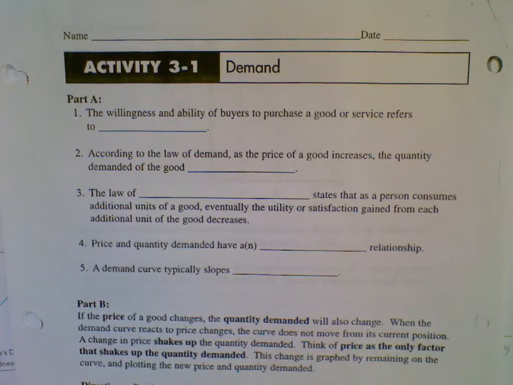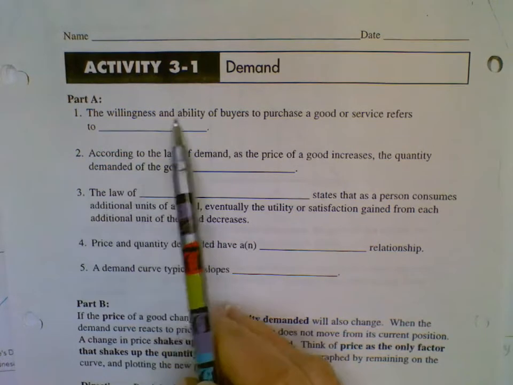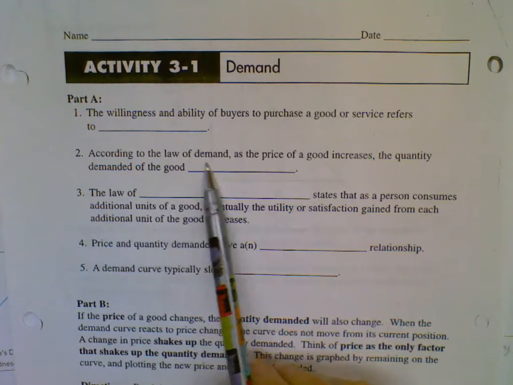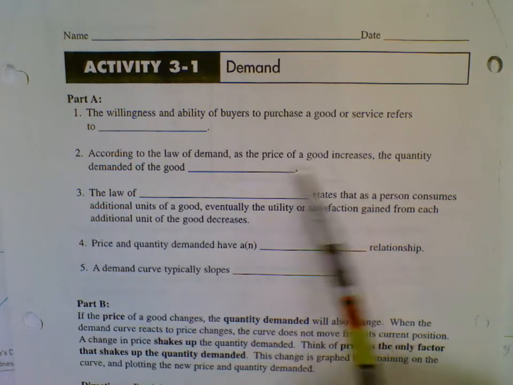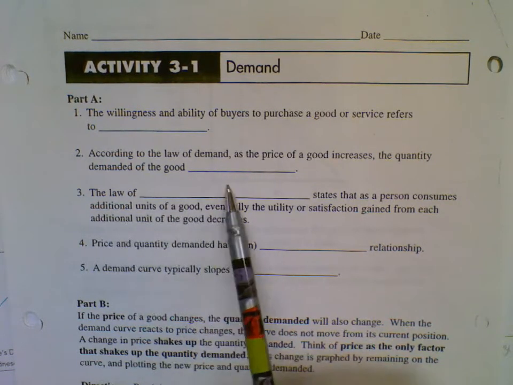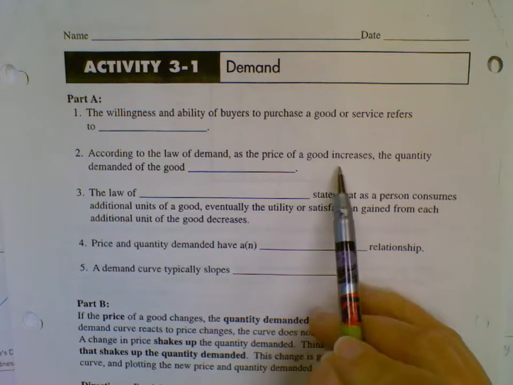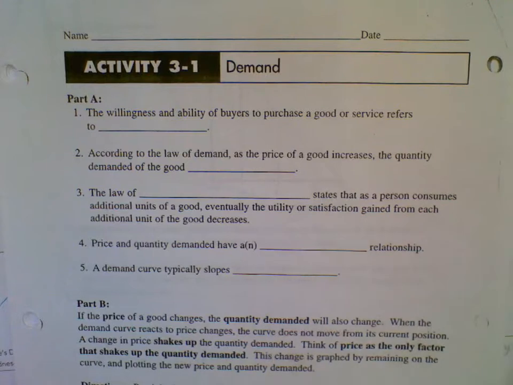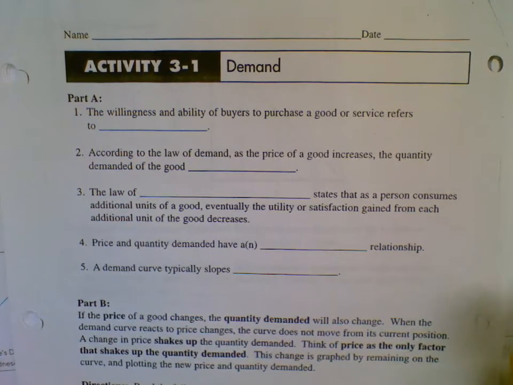When we're talking about the willingness and the ability of buyers to purchase a good or service, we're talking about demand. Remember, willingness and ability. From your notes, you know that it's all the possible prices, and we're looking at a specific period of time. According to the law of demand, as the price of a good increases, the quantity demanded of that good decreases. Going back to your notes, this makes perfect sense. When prices go up, we typically buy less. When prices go down, we typically buy more.